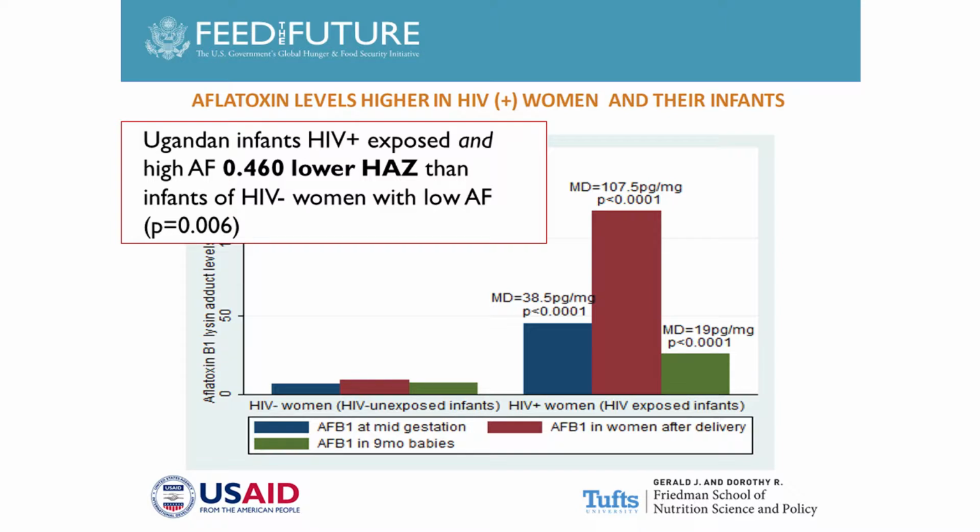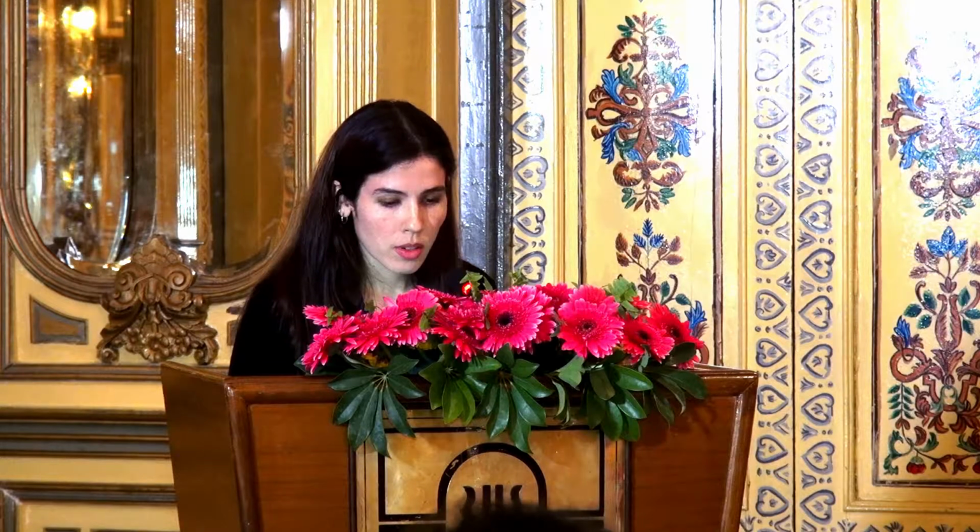As you can see from the bars on the right, they show a significant association or difference: both the infants and the women that are HIV positive are showing much higher aflatoxin levels. They measured them during mid-gestation, after delivery in the women, and then the 9-month-old babies. And then interestingly, they also found that the infants in the HIV positive group had lower height-for-age Z scores, which is that link to growth faltering that a lot of groups are trying to figure out right now.